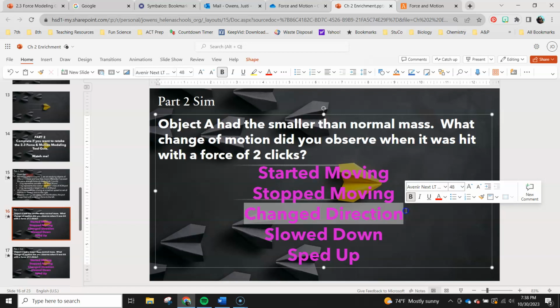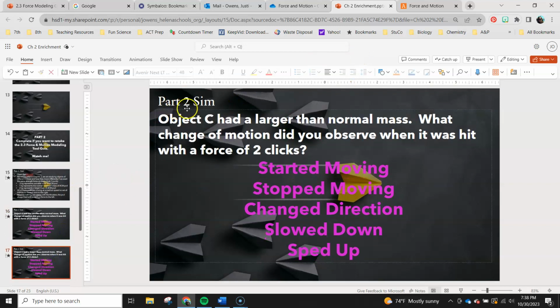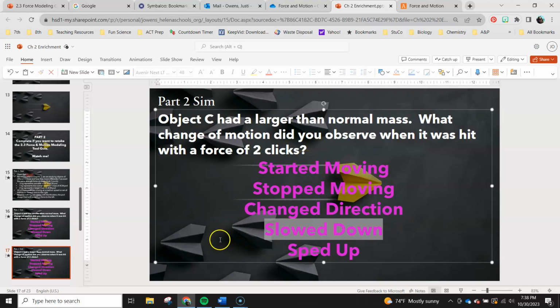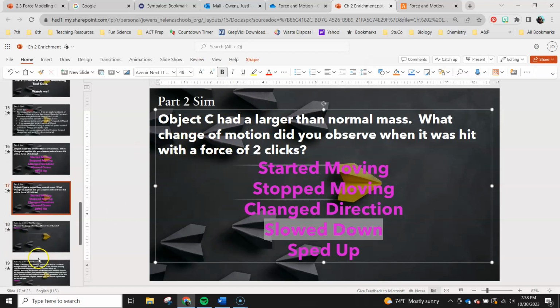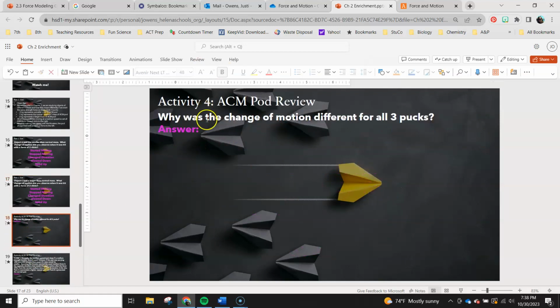down, it doesn't stop. On this one, for puck A, the smaller than normal, it changed direction. On this one, claim 2 stated that the object just slows down, so this one slowed down, which was puck C, and so this one would kind of represent what would happen if we had more asteroids than normal. Why was this change in motion different for all 3 pucks?